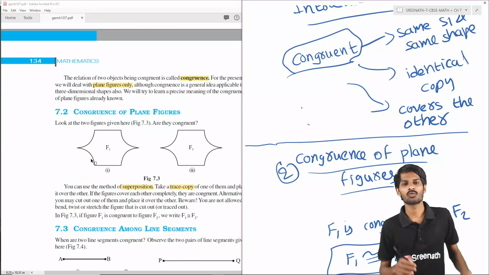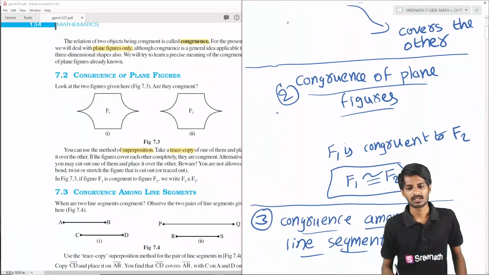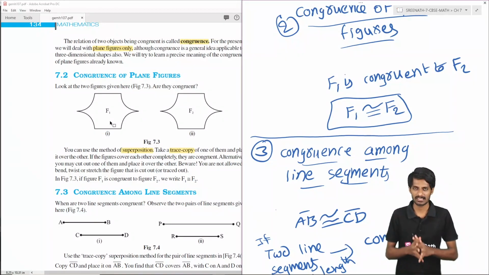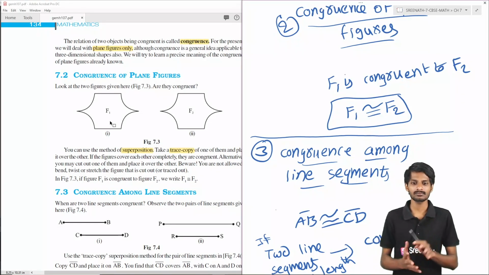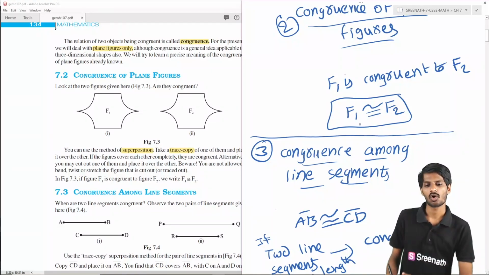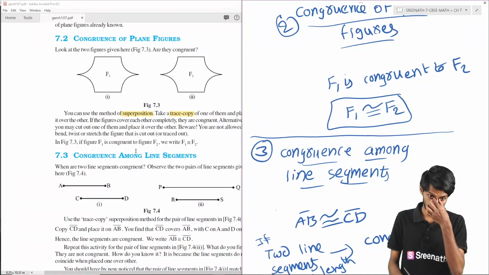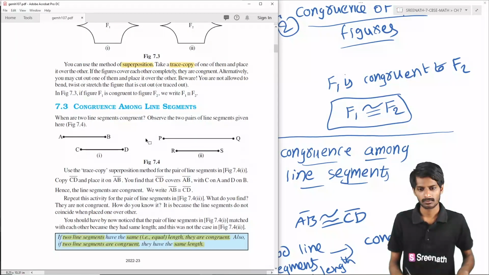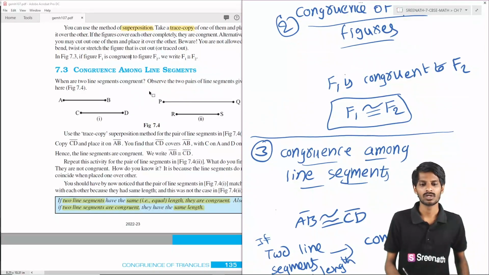Here we are only discussing plane figures and congruence of plane figures. If you place one figure on another figure, and both have the same size, same shape, and they match, then we say that both are congruent. Okay, students, that is the case. Next is how we represent congruencies, that is F1 congruent to F2.